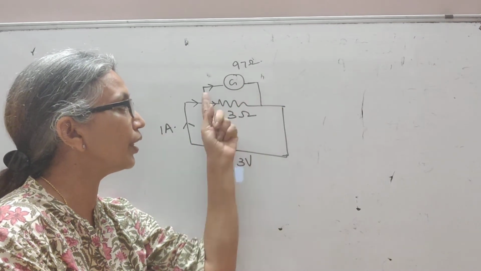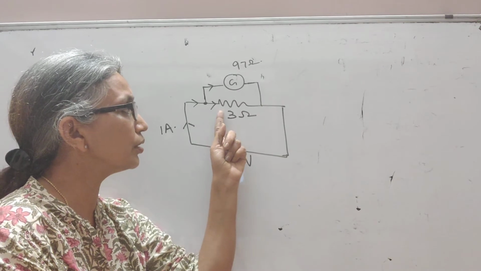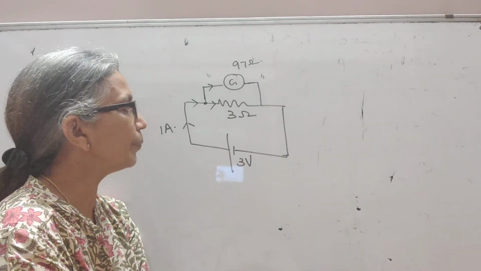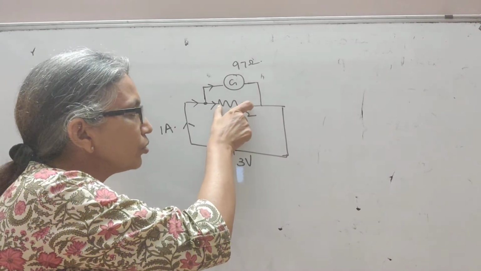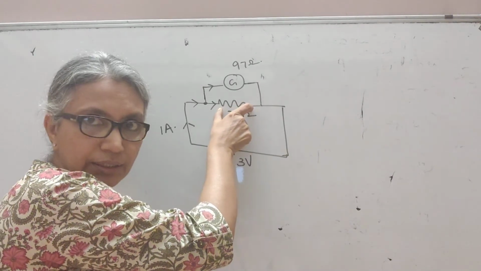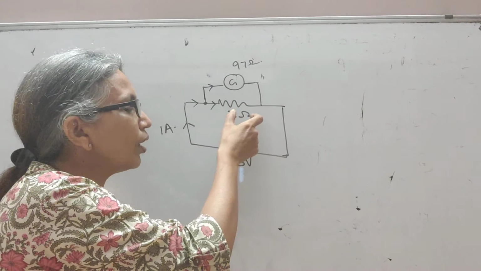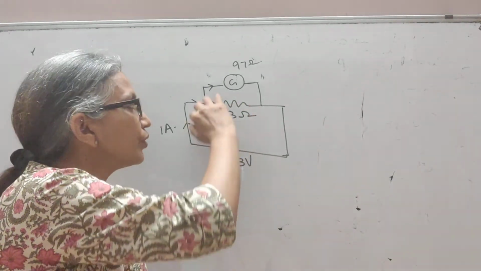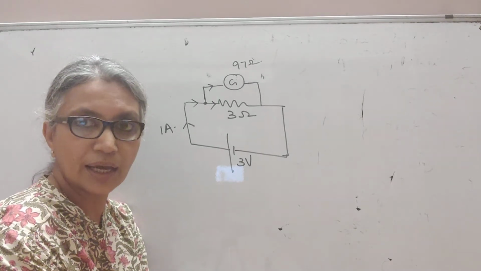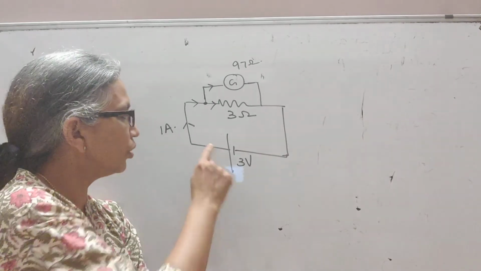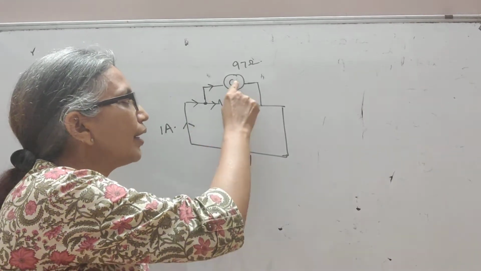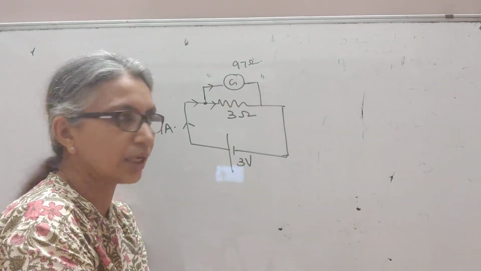The galvanometer will carry some part of the current, and this is carrying the remaining part of the current, right? So what will happen is, the current through this resistance has decreased. So I into R means the voltage also will be lesser, because you have taken away part of the current. Ideally, the full 1 ampere current must pass through this. This galvanometer should not take up any current.